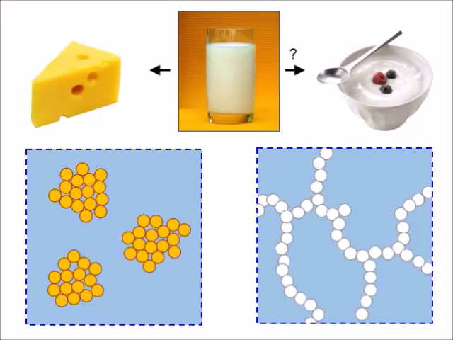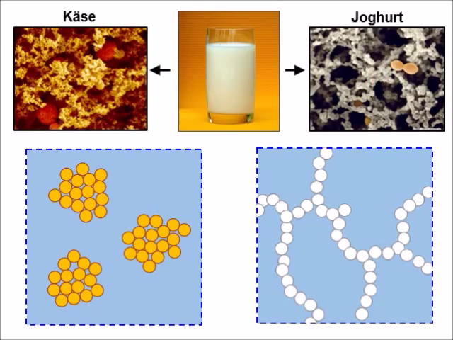To prove to you that I'm not telling you a fib, here you can see two pictures obtained with an electron microscope showing the structure of cheese on the left and yogurt on the right. The cheese is really densely packed, while the yogurt is much fluffier, with many voids filled with water.